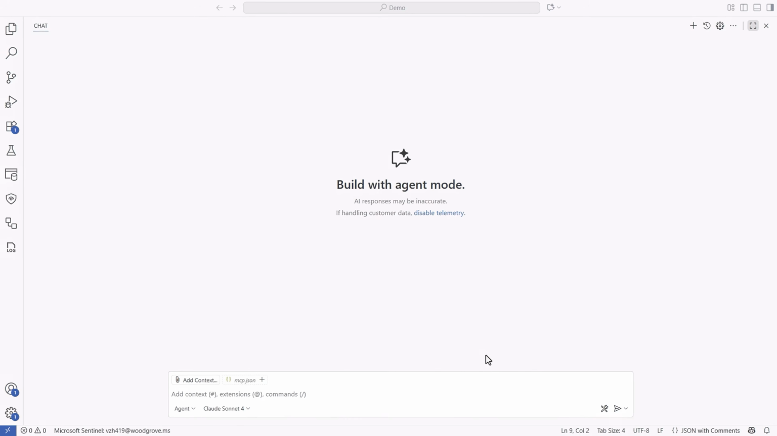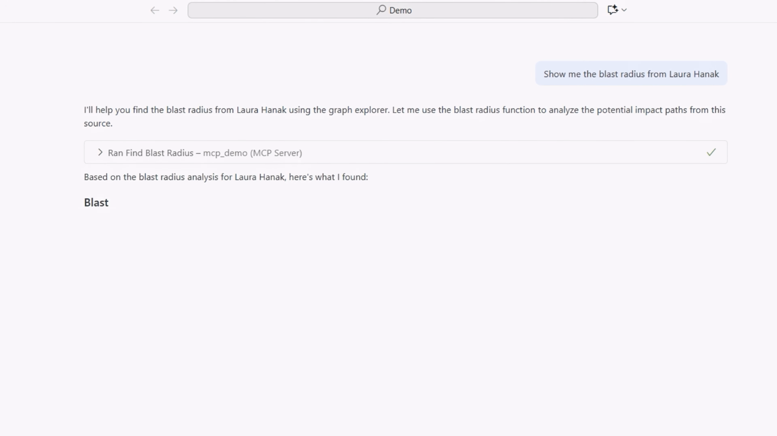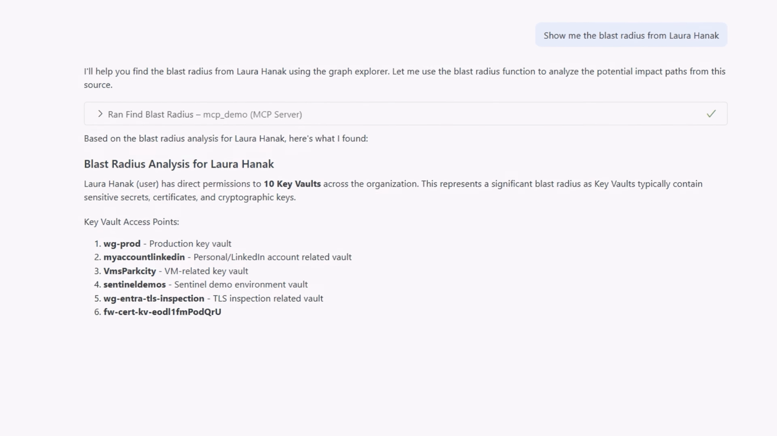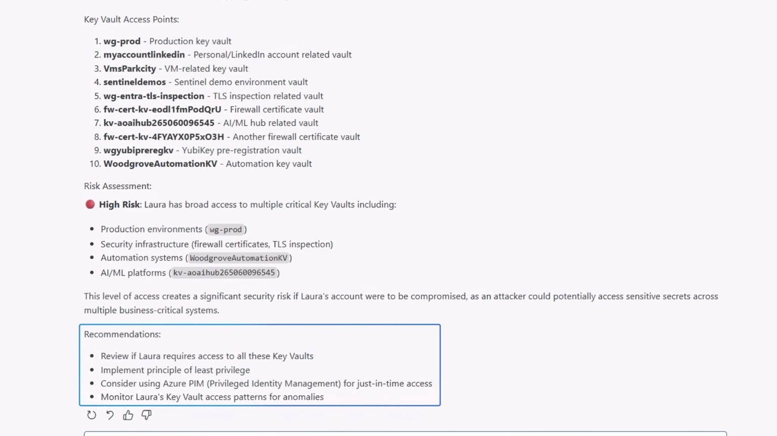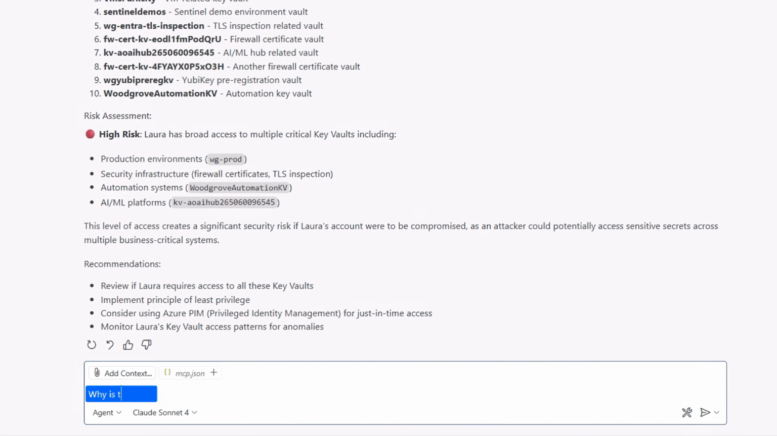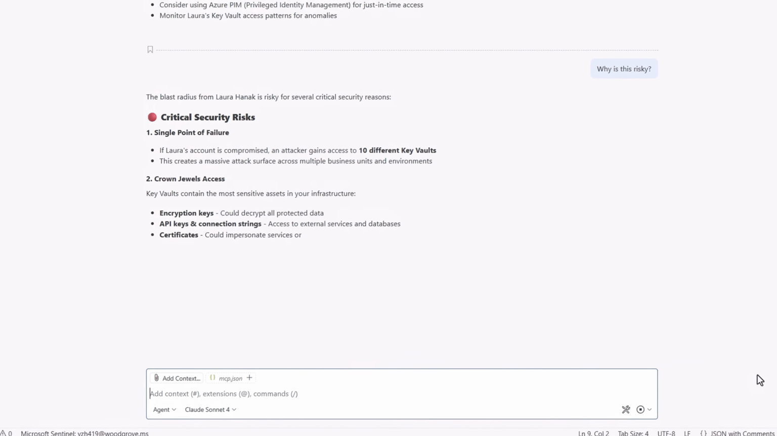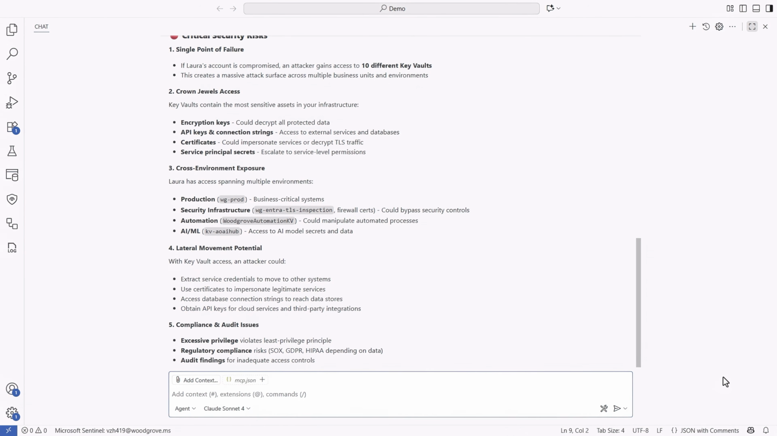I'll move back to our agent and prompt it with, "Show me the blast radius from Laura Hannick." And it identifies all the resources that Laura's account can access, along with what is at risk, like our key vault production environment, security infrastructure, automation systems, and AI ML platforms. It also presents recommendations of what to do to lock down these at-risk resources and monitor them. And I can keep going for more information. I'll ask, why is this risky? And it generates a detailed security analysis with different attack risks and their tactics, techniques, and protocols for each.